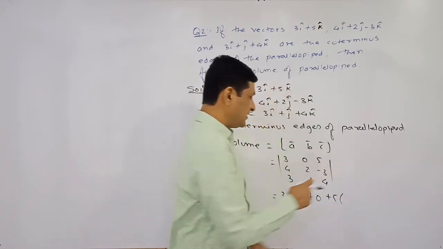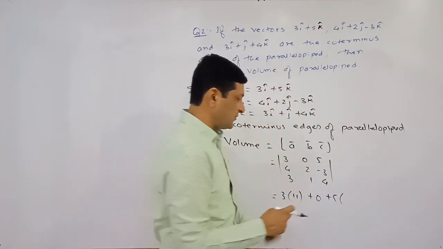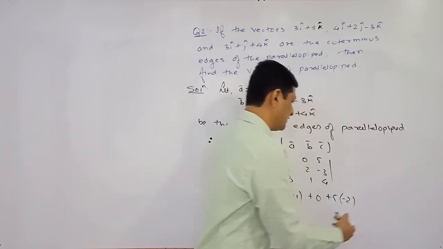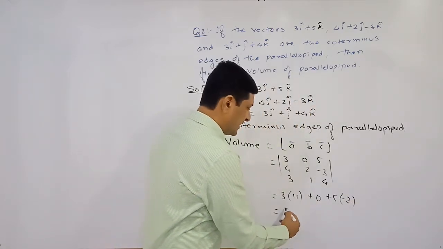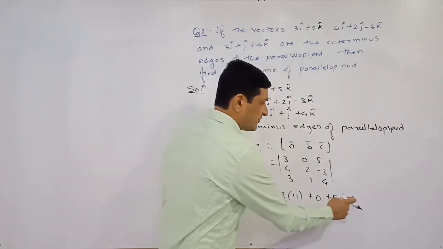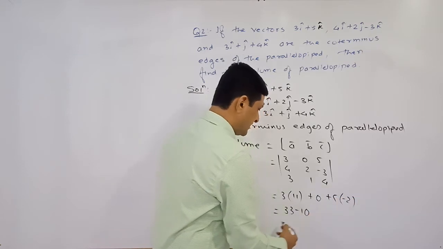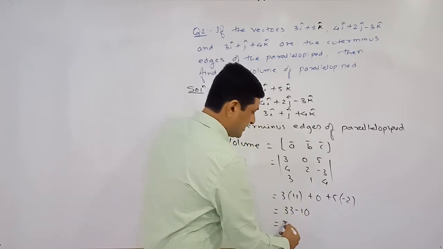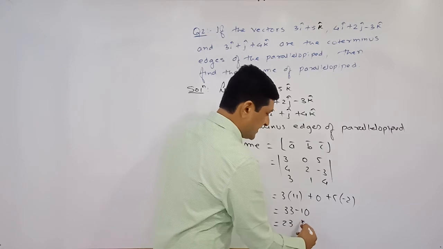5 into, delete this column, 4 minus 6. 4 minus 6 is what? Minus 2. So which is equal to 3 into 11 is equal to 33, and 5 into minus 2 is minus 10. So which is equal to 23. 33 minus 10 is 23.